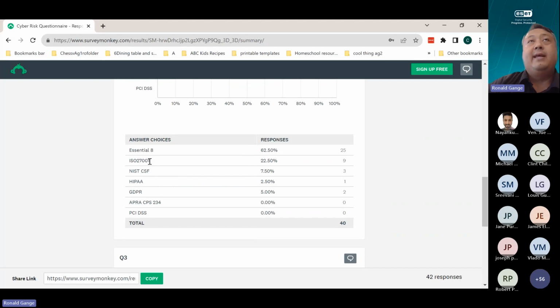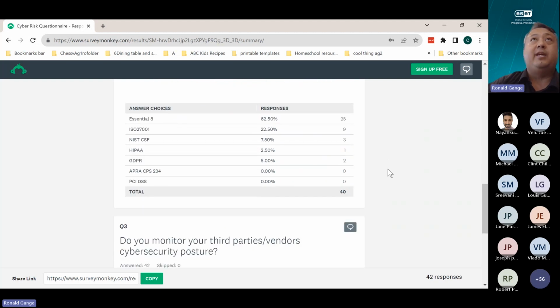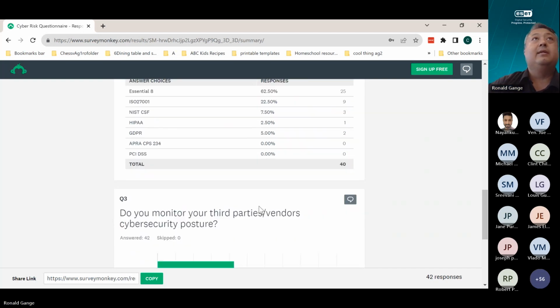We find that internationally, ISO 27001 is the most respected and popular framework and standard that people adhere to. And here in Australia, with the push of the government in terms of cybersecurity preparedness, the Essential 8 is of great importance.